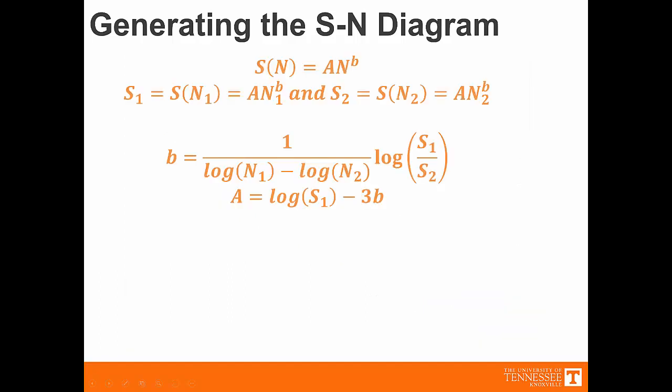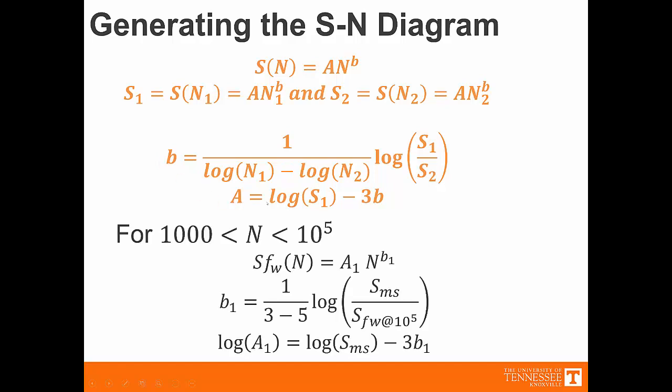So we have this equation that we've already used some this semester, and the equation looked like this: if I know 2 knowns, a known strength at a known number of cycles, and another known strength at another known number of cycles, then I can calculate the constants A and B from that. So this is our generic equation: if I have 2 known strengths and 2 known cycles, we can get first the exponential term B and then the multiplicative term A.